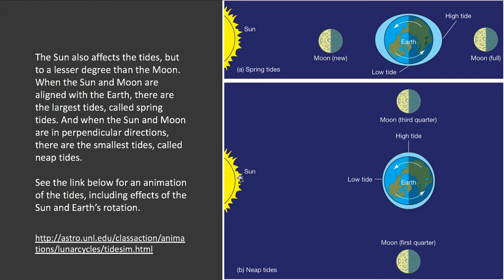And if they're working opposite to one another, like they are in the second picture, the moon's either at first or third quarter. Well, the moon wants to stretch the earth's water this way. The sun wants to stretch the earth's water this way. And so they're working against one another. And the tides are going to be smaller than normal, the smallest they can be.